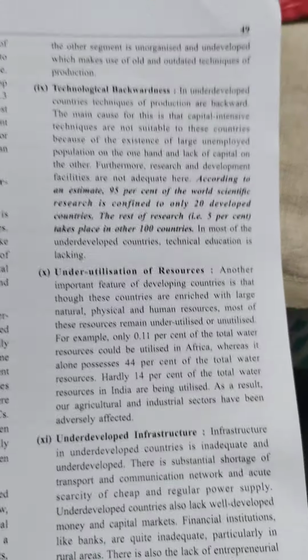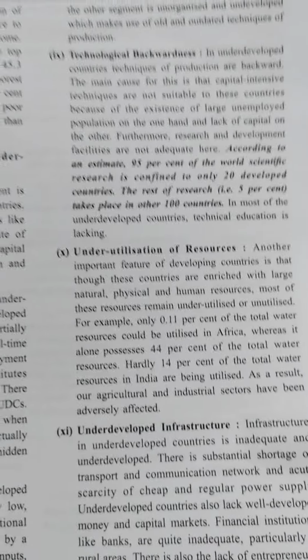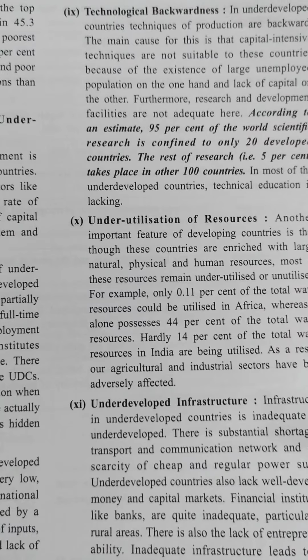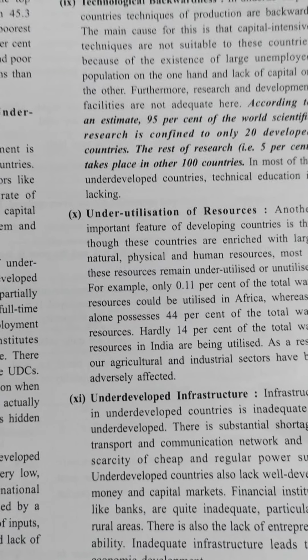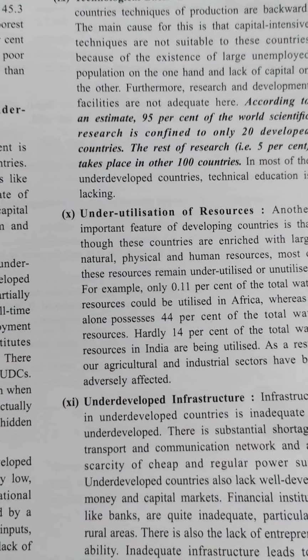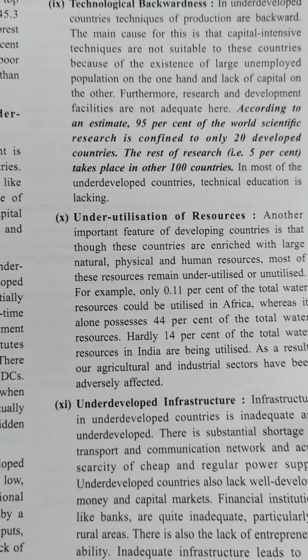The next point is technological backwardness. In underdeveloped countries, techniques of production are backward. The main cause for this is that capital intensive techniques are not suitable for these countries. Capital means machines, and those techniques are not there. We are using labor so much as compared to capital, meaning machines.